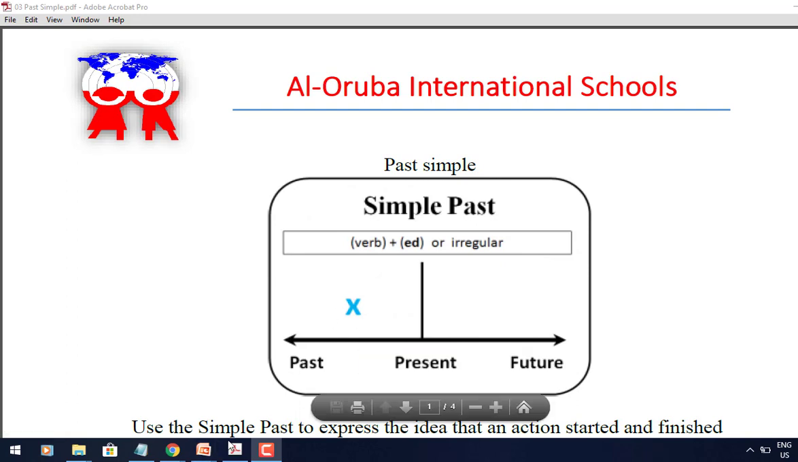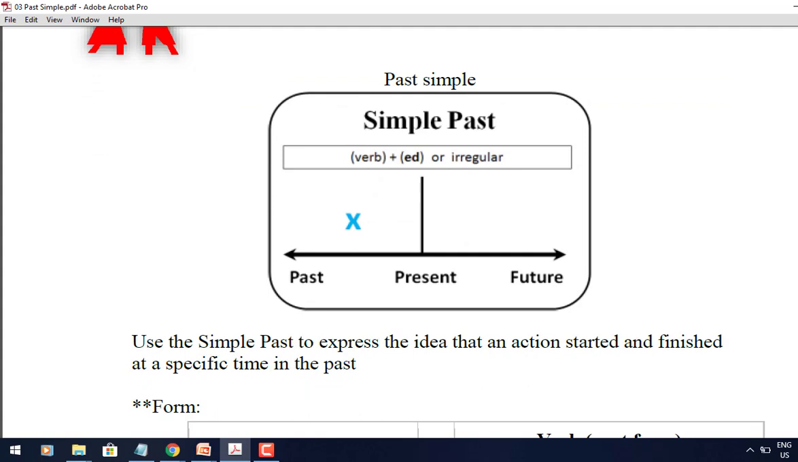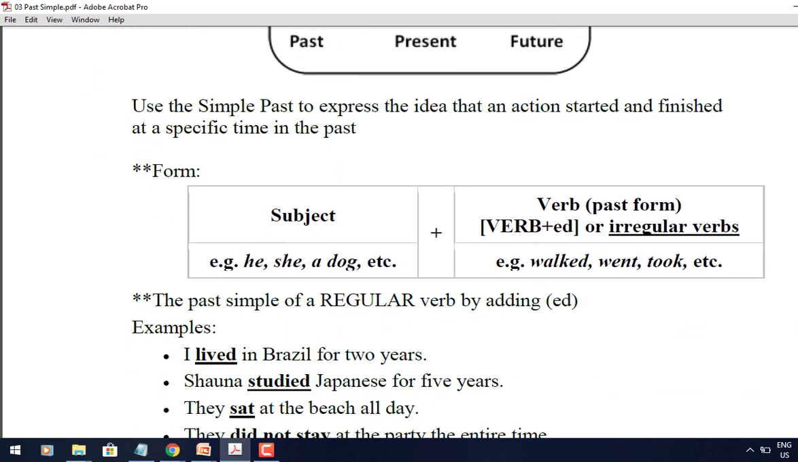So, we use the simple past to express the idea that an action started and finished at a specific time in the past. We normally start the sentence with a subject, singular noun or pronoun, plural noun or pronoun, followed by the verb in the past form. For regular verbs, we add ed. For irregular verbs, we change it to the past form. Attached to the video, there is a PowerPoint presentation that shows you some of the irregular verbs.